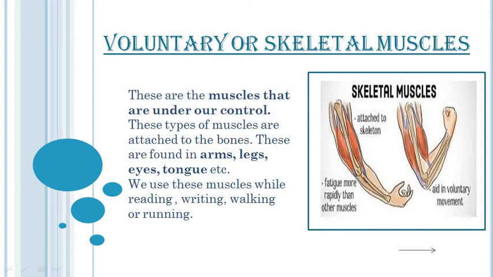As you can see in the picture, this is showing the muscles of our hand, they are attached to the bones, so that is why it is also called a skeletal muscle. And because of these muscles we are able to move our hand, we are able to fold our hand and put our hand down, as the picture is showing.